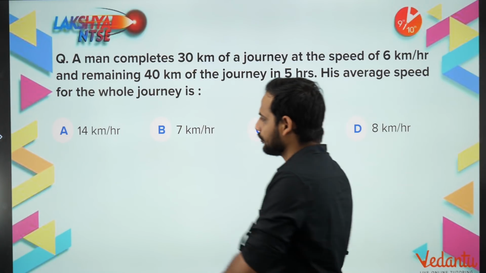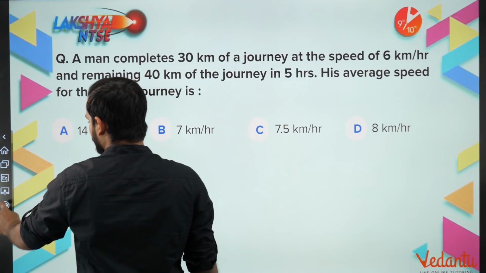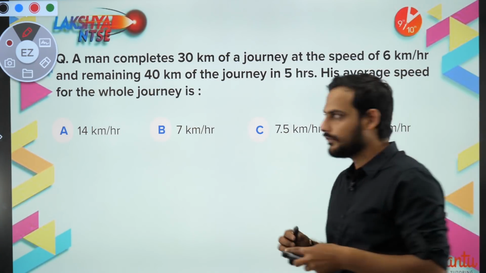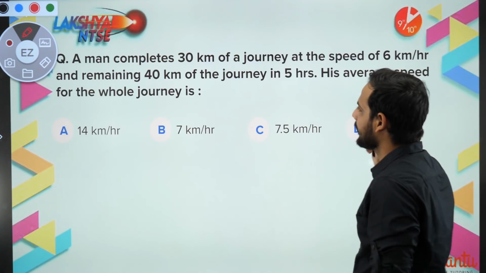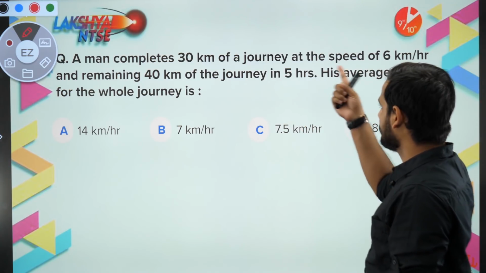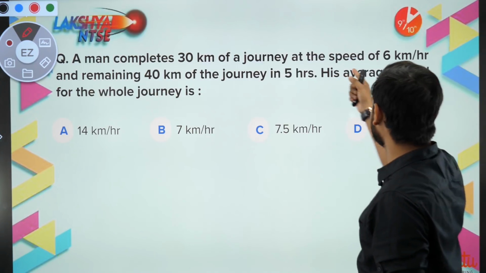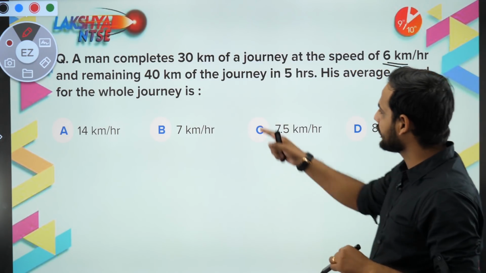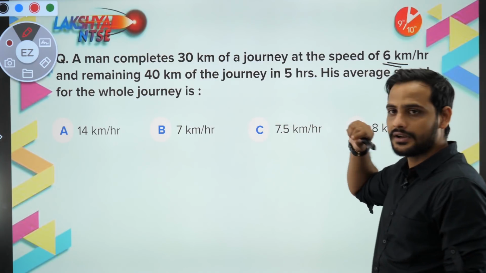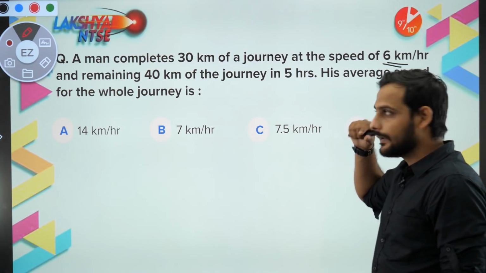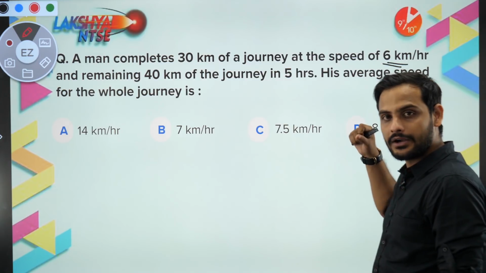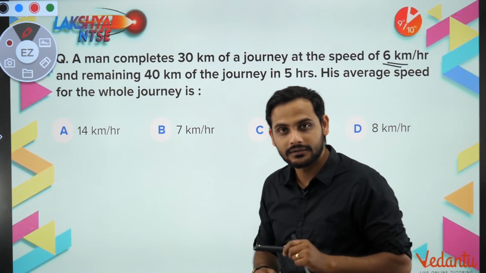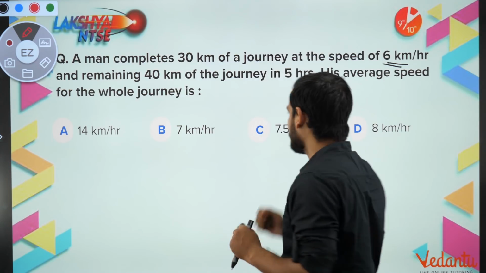Now see, if you don't know this concept, here is what maximum students will do. They will say, okay sir, they are asking for average of speed, so we'll find the average speed in the first part. It is given, 6 km per hour. Then the average speed in this part, 40 km divided by 5, so 8. And 6 plus 8 divided by 2, 14 by 2, which is 7. They will say 7 is correct, but I will say wrong. It will not be correct.